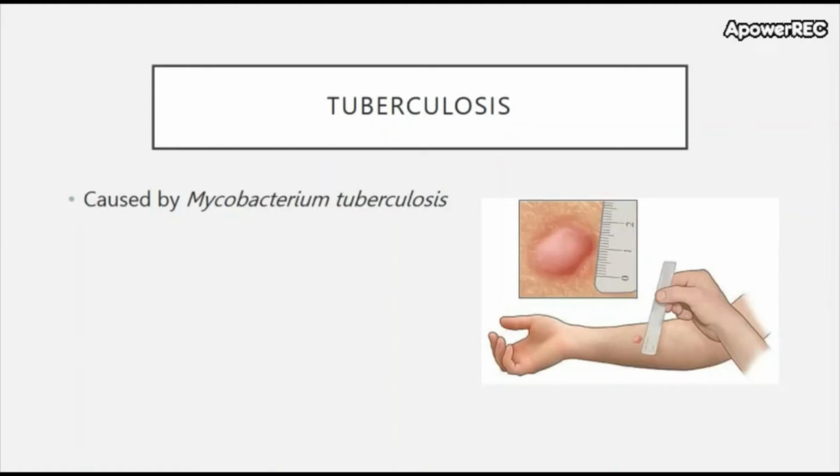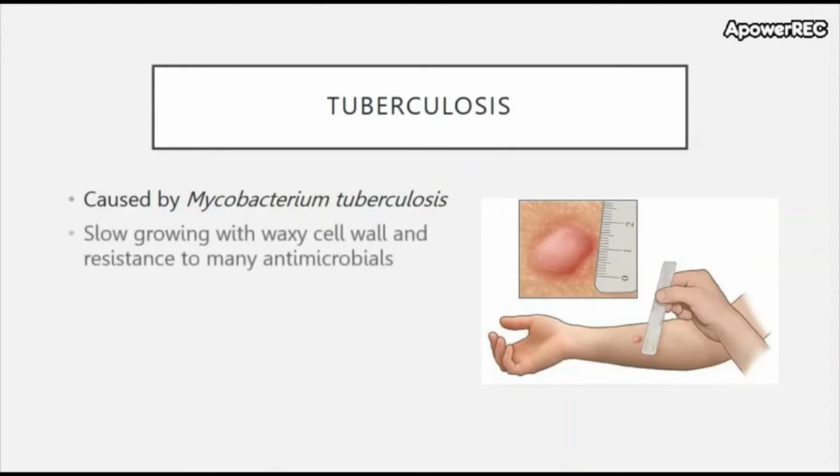Okay, next up is tuberculosis, which is caused by Mycobacterium tuberculosis. It was believed to have been responsible for about 20 to 30% of the deaths in Europe in the 17th to 19th centuries. Today, we have a very low incidence in the US, and most cases are acquired abroad. It's very slow growing and has a waxy cell wall which is resistant to many antimicrobials. It infects and multiplies within macrophages.